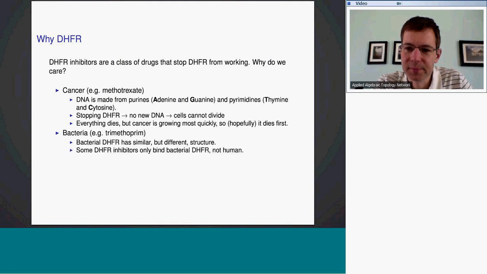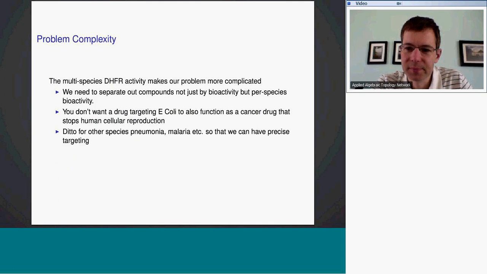Another application is as an antibiotic. Bacteria have a similar cellular process, different but very similar. If you have a DHFR inhibitor, you can use it as an antibiotic. And there's also protozoa like malaria, the same idea, right? So DHFR inhibitors represent a large class of drugs, with lots of potential uses, from cancer to malaria treatments to treating pneumonia, etc.